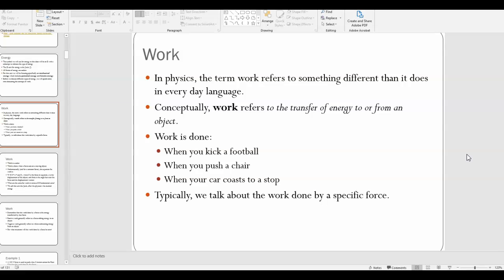Typically we talk about the work done by a specific force. You can have an object that has 3 or 4 different forces on it, as we've seen before. Each one of those forces might be adding a little bit of energy or taking energy away. You could have 20 forces acting on one object, some of them increasing the energy of the object, some of them decreasing it. So the concept of work refers to the transfer of energy to or from an object. Keep that in mind as we do some examples later on.